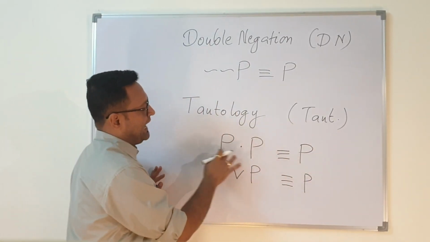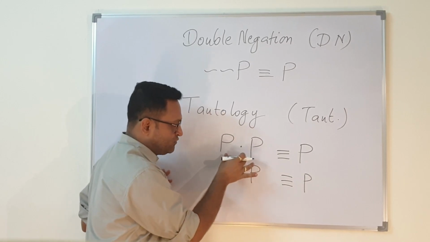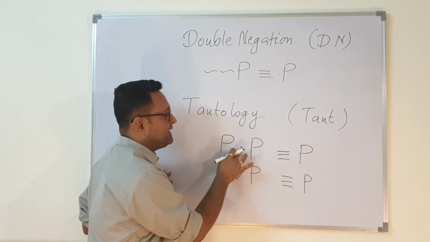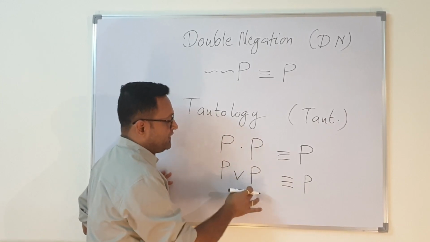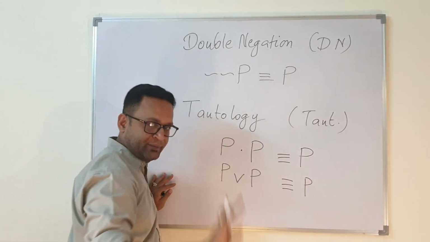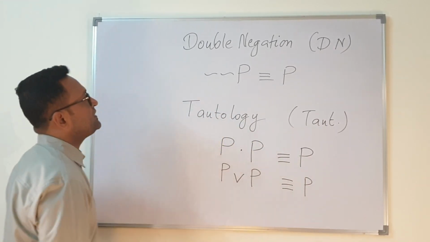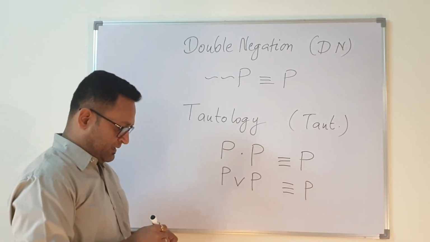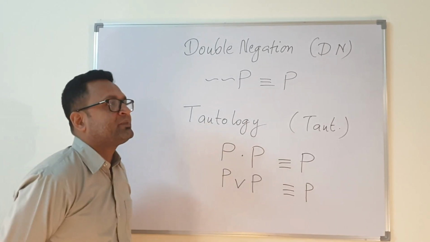So if you have two atoms and the two atoms are identical, because here also it is P, here also it is P, and they are bounded by conjunction, or if they are bounded by disjunction, you can just put one of them, right? So this is the rule of tautology, and I may say a few words here.